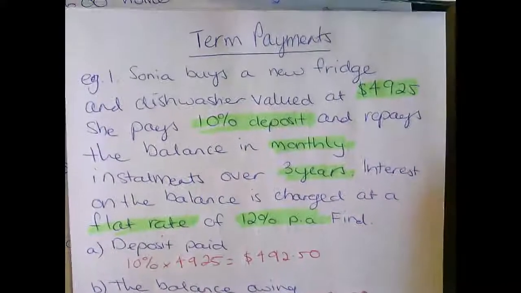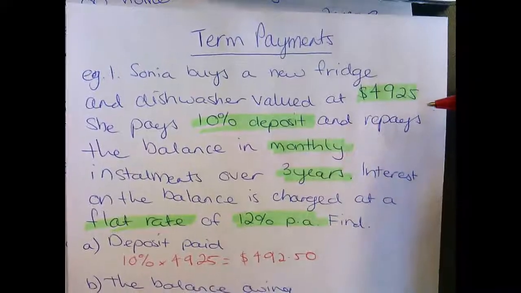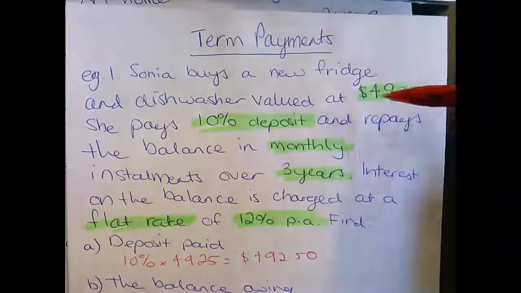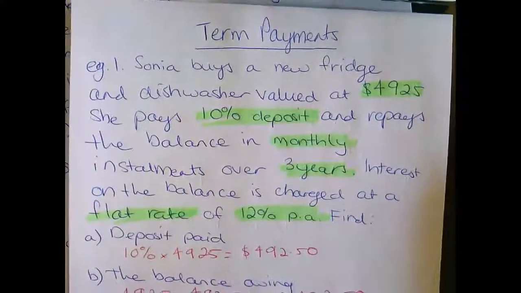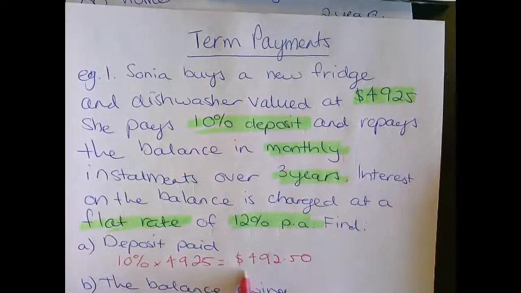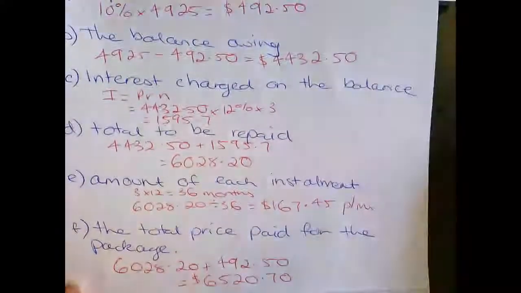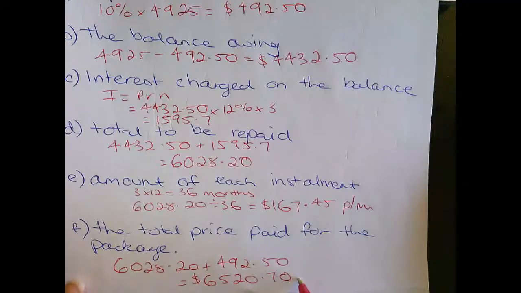if they had that in savings, they could have paid just under $5,000 for their fridge and dishwasher. But because Sonia decided that she wanted to pay on terms and pay quite a high interest rate for that, 12% is very high, she ended up paying just over $6,500. So almost an extra $1,500 over 3 years.